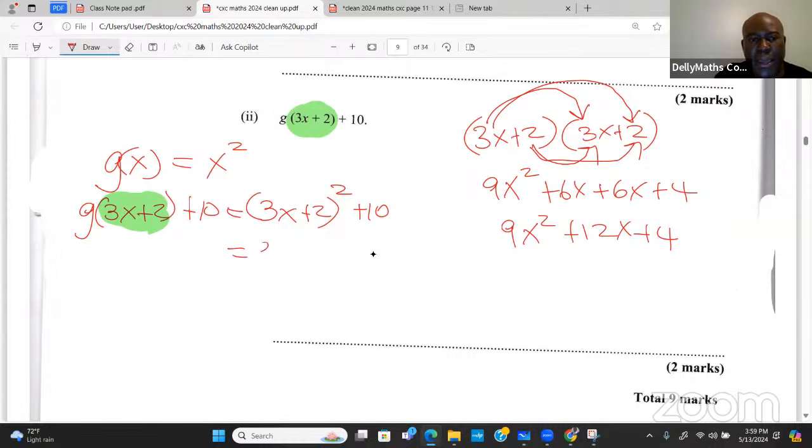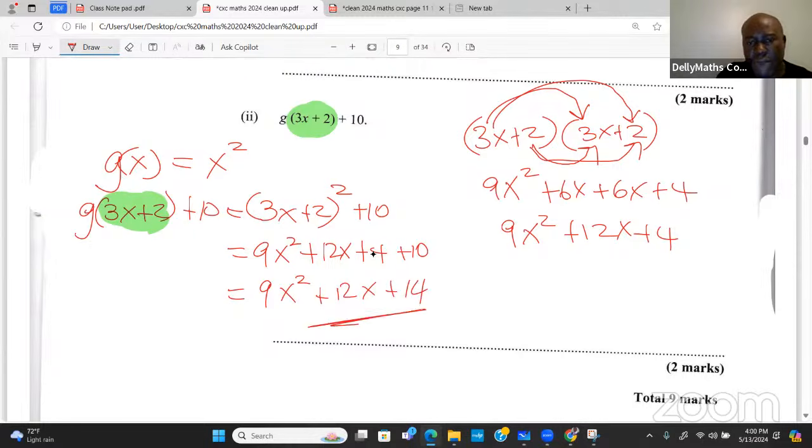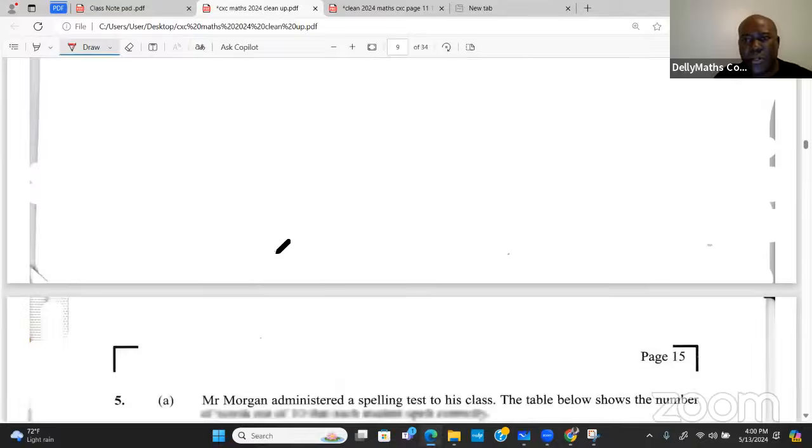So let me put it here. I'm getting 9x squared plus 12x plus 4, and then there was a plus 10. All right. So all we're going to do is finalize it. 9x squared plus 12x plus 14, and we're done. All right. So we've got to be careful here when we put this together. All right. So let us now keep going.